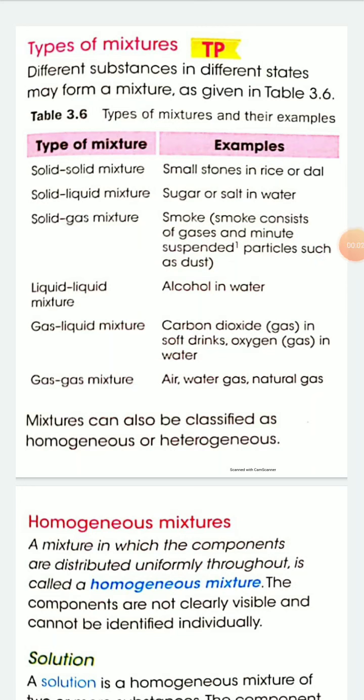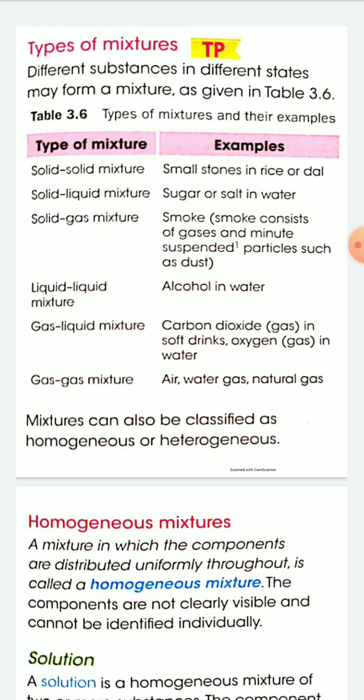Today I'll discuss ICSE class 8 chemistry. The topic is elements, compound and mixture. Today I'll discuss different types of mixture. Different substances in different states may form a mixture, and depending on the state of the components, a mixture can be of the following types. So, types of mixture and their examples.